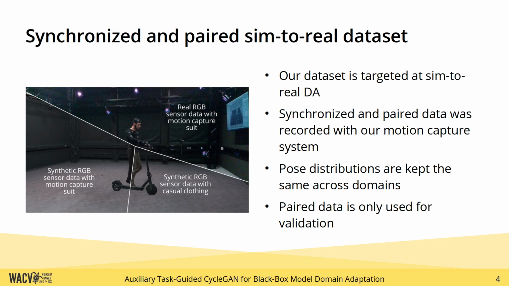For our experiments, we used our motion capture system to acquire a synchronized and paired dataset targeted at sim-to-real domain adaptation. We intended to keep pose distributions the same across domains because we are not able to adapt the black box model to different pose distributions. This ensures that the poses in source and target domain are equally known to the source model and performance gains or drops can be attributed to the domain adaptation method. Paired data is only used for validation.